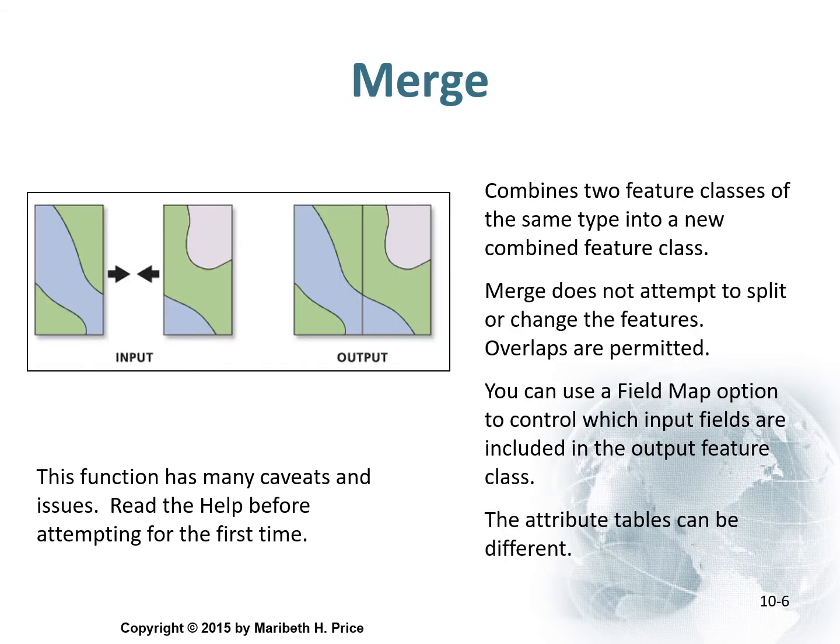Merge is a little different. Merge combines two data sets, but it doesn't modify either of the original data sets. It creates a new output. This new output is made up from those individual inputs. It does not attempt to split or change features, and if things overlap, it allows it. You can use the field map option to control which input fields are included in the output. So you can keep some or all or none or whatever that you want of the attributes.